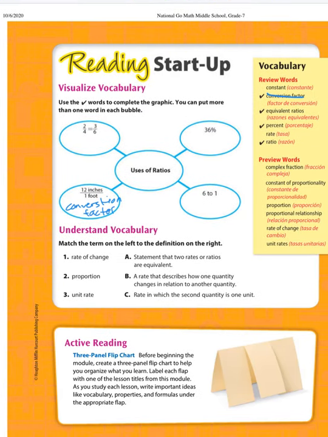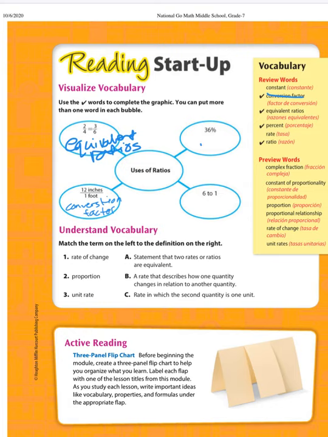All right, next word, we can cross that off if we want. Next word is equivalent ratios. Those are fractions that are equal to each other. That is this first box here. Equivalent ratios, because 2/4 is equal to 3/6. It's also equal to 1/2. That is another equivalent ratio.